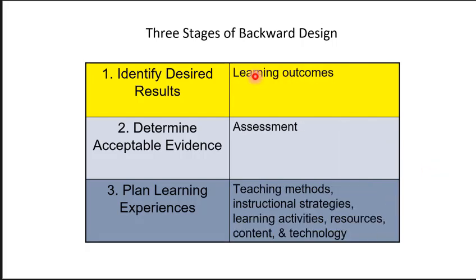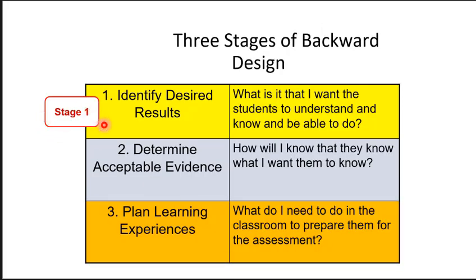So this is more clarification I'm providing here about the three stages of the backward design. We can consider the first stage, identify the desired result, as the learning outcomes of your online course. To determine the acceptable evidence is the assessment, evidence, and rubrics related to your online course. And the third stage, plan learning experiences, is about the teaching methods, instructional strategies, learning activities, resources, the content, and the technology you are going to use in your online course. So let's start with the first stage, to identify the desired results.